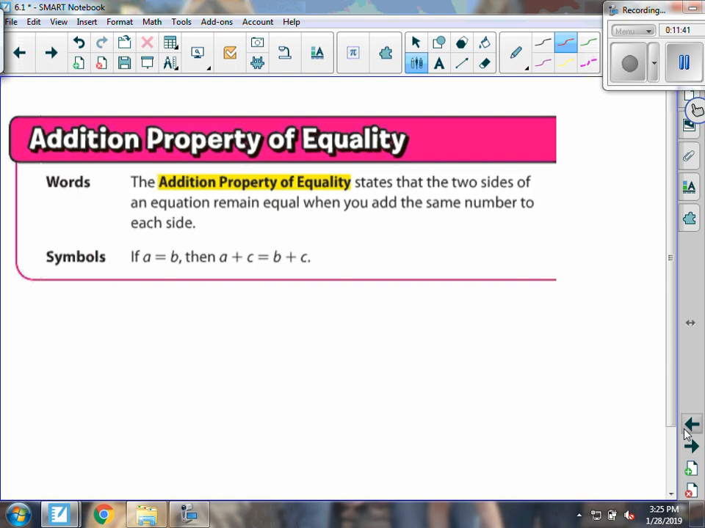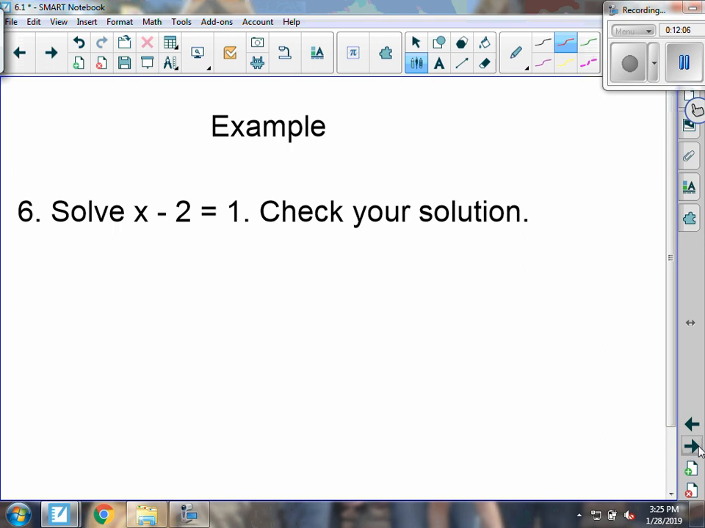Now we're going to work on the addition property of equality. So the subtraction property of equality is if you subtract the same number from both sides of the equation, your equation is still true. The addition property of equality is if you add the same number to both sides, your equation is still true. So it's the same thing as the subtraction one, except now with addition. So copy this down. X minus 2 is equal to 1.